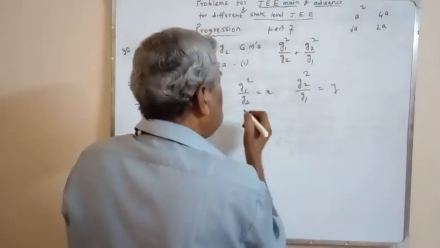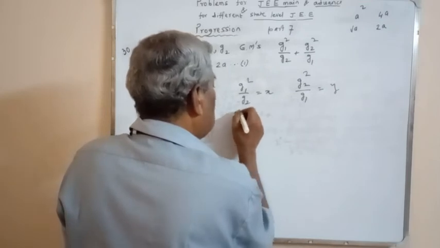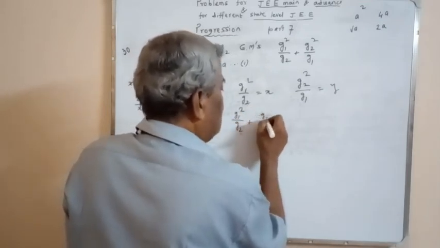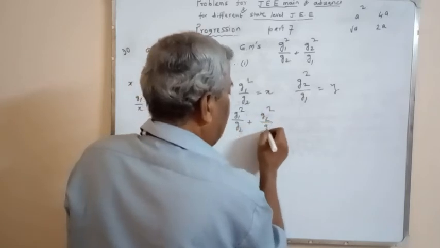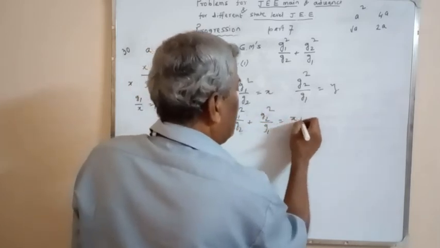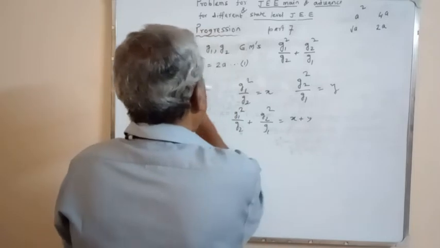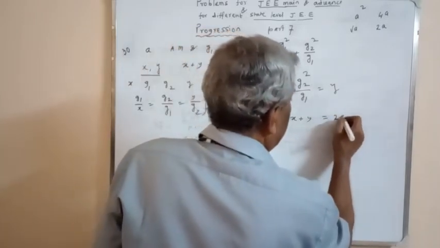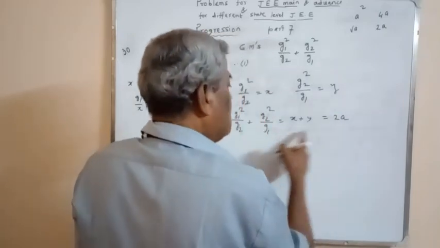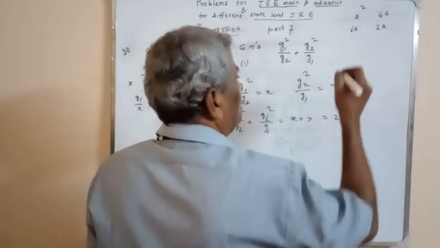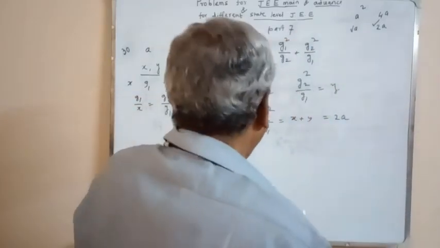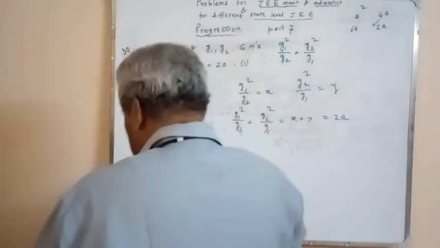So adding these two, we have G1 square by G2 plus G2 square by G1 is equal to X plus Y, and X plus Y is 2A. So this is equal to 2A. So the fourth option, option D, is correct for this problem.